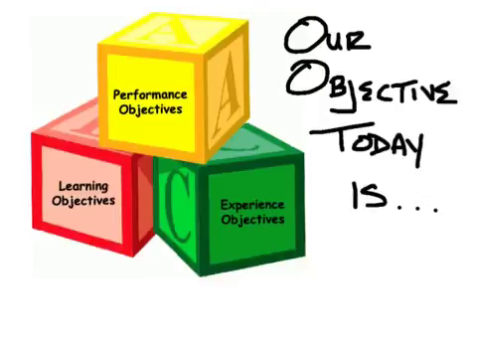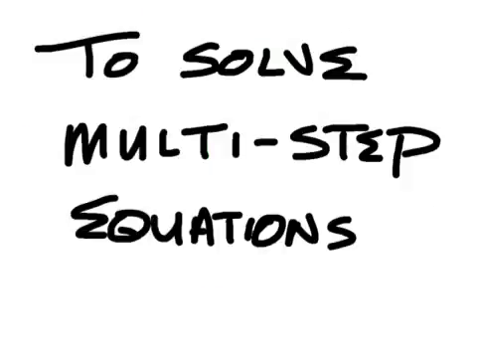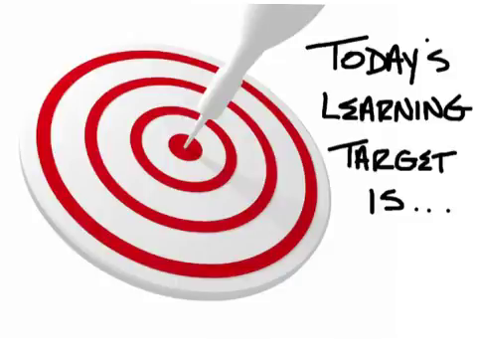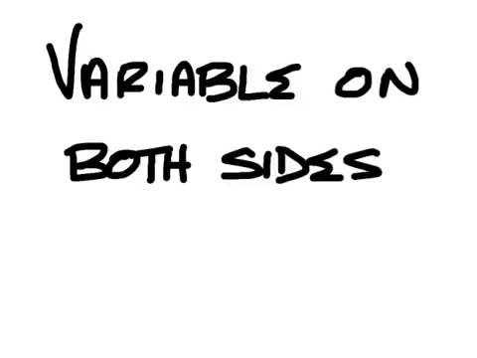The objective for today is to solve multi-step equations. And the specific learning target is the variable has got to be on both sides. So it'll be essentially the same as yesterday with the exception of a couple of different placements of signs and the variable on both sides. Example problem number 1.